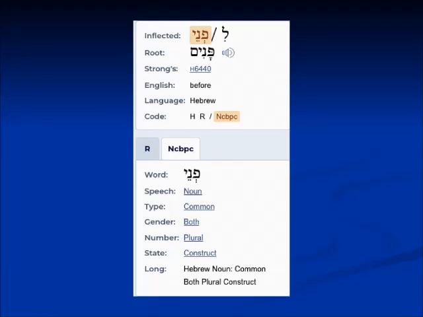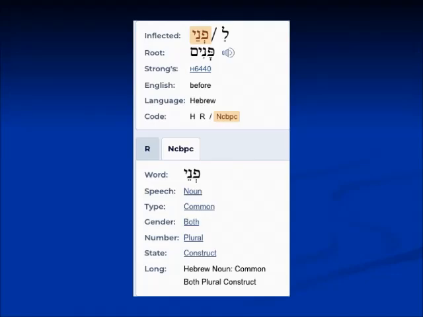Now panim means face, singular or plural. It's always in the plural, no matter how many faces there are, and you can learn about that in the plurals video. So when panim goes into smichut, it becomes panei, and that looks quite normal. In the description, in the bottom half of the box, it does say that it is plural construct.